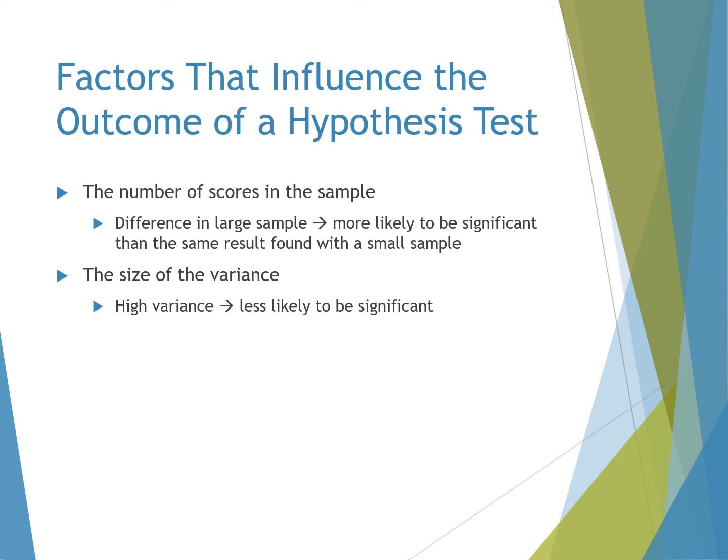Variance also plays a role. If there is high variability or high variance in the scores, we are less likely to find a significant effect than if the same results were found in low variance. If we think about when we talked about within subjects designs, the benefit is we have the same participants in both groups, and therefore we dramatically decrease the amount of variability, so we're more likely to find an effect.